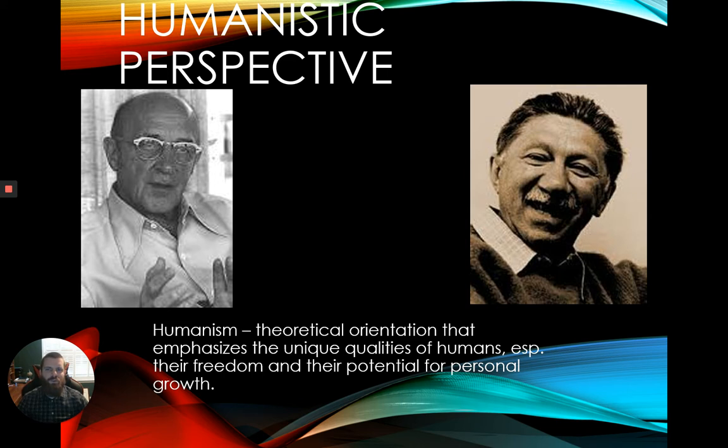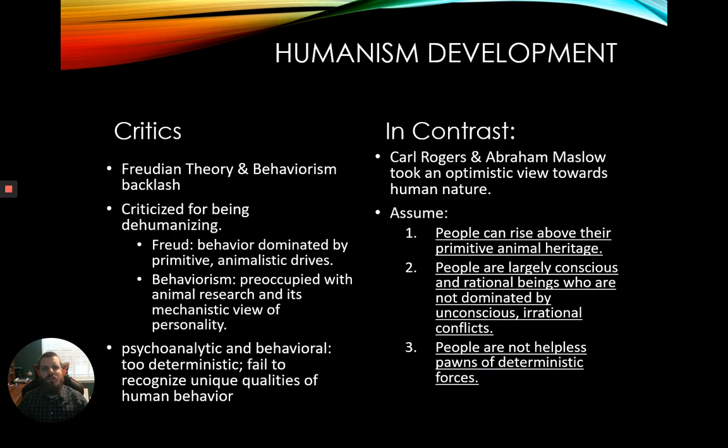So in this video, we're going to be looking at the humanistic perspective. Humanism is another topic we really haven't explored in a while. So to give you a refresher here, humanism is the theoretical orientation that emphasizes the unique qualities of human beings, in particular and especially their freedom and potential for personal growth. There are two humanistic theorists here that we want to explore: Abraham Maslow and Carl Rogers. Let's take a look at both of these guys.